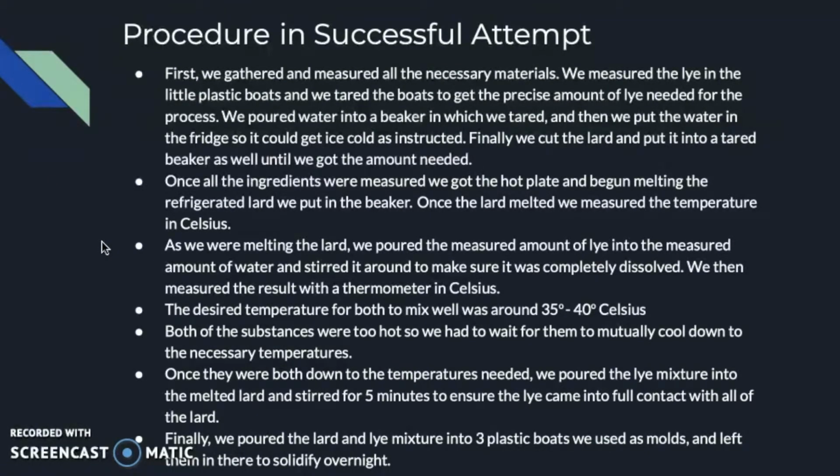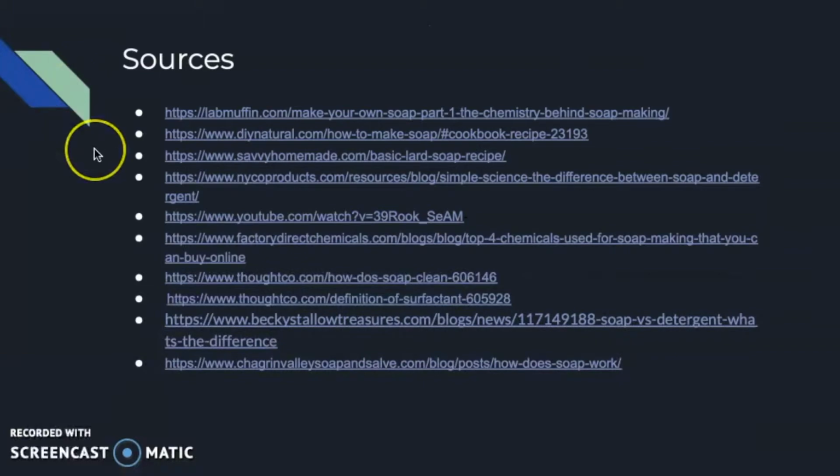And so then we poured the lye into the lard, once they both got to the right temperature, which was 35 to 40 degrees Celsius, about 95 to 105 Fahrenheit. We poured the lye into the lard liquid, and then we stirred it for about 5 minutes to make sure all the lye got in contact with all the lard. And then finally, we poured the lye and lard mixture into 3 plastic boats we used as molds, and we are going to leave them there to solidify overnight.